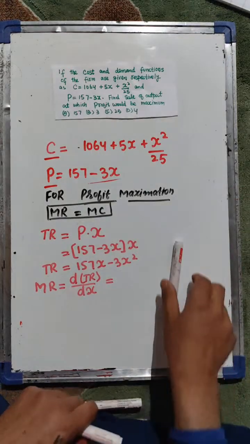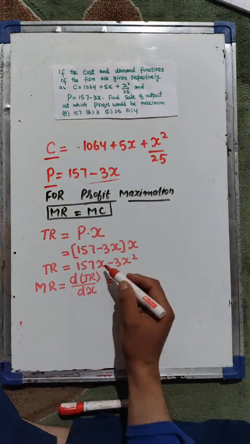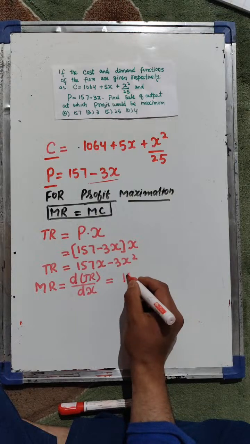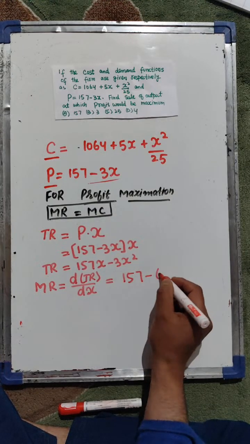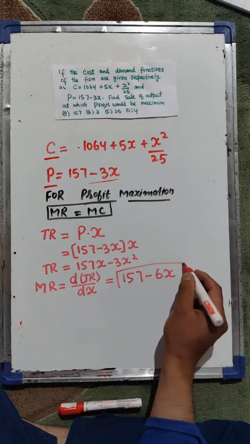So let's take the derivative. Derivative of x is 1, so we are left with 157 minus derivative of x square, which is 2x, so 2 into 3 is 6x. This is our marginal revenue.